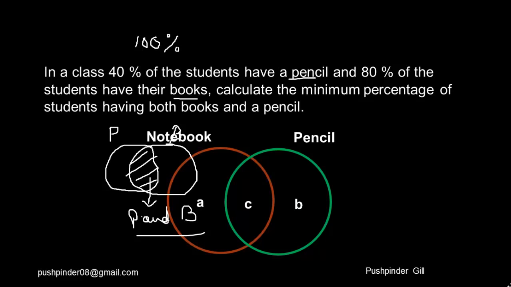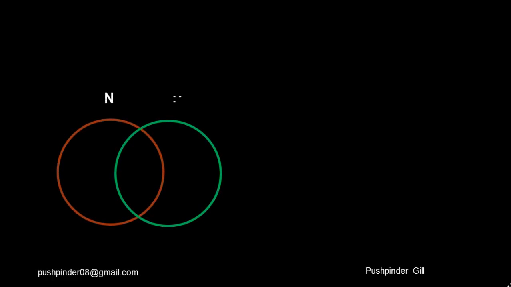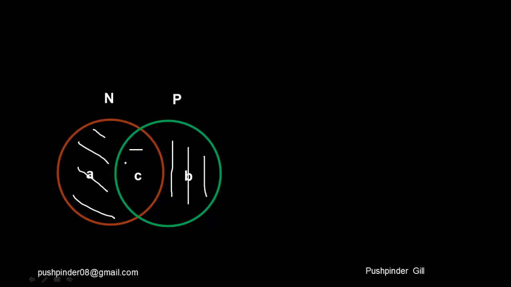Now let us understand what each area means so that we can use that approach in every question. Let us say this orange circle denotes people having notebooks, and this green circle denotes students having their pencils with them. There are three areas which can come under this. Let me denote these areas by A, B and C. A is what this whole area is denoting, B is what this whole area is denoting, and C is what this whole area is denoting.